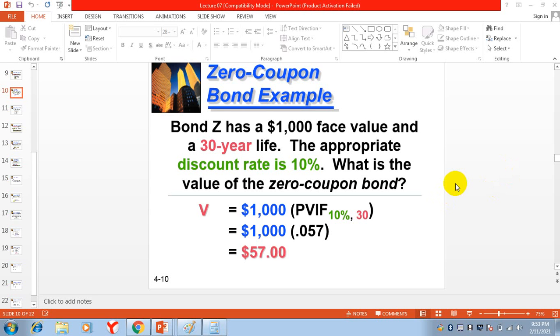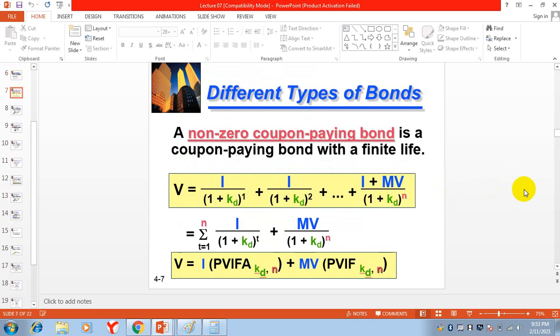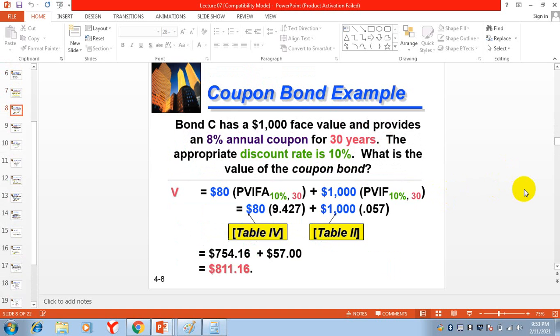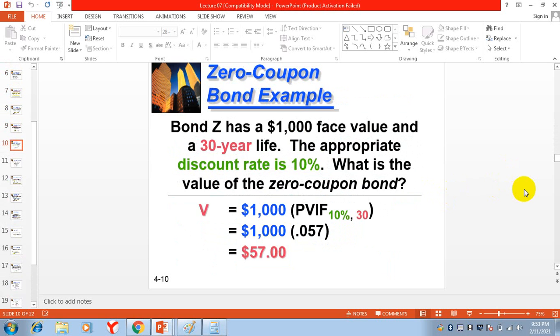Bismillahirrahmanirrahim. In the previous class, we discussed non-zero coupon paying bonds, and then we discussed zero coupon bonds.